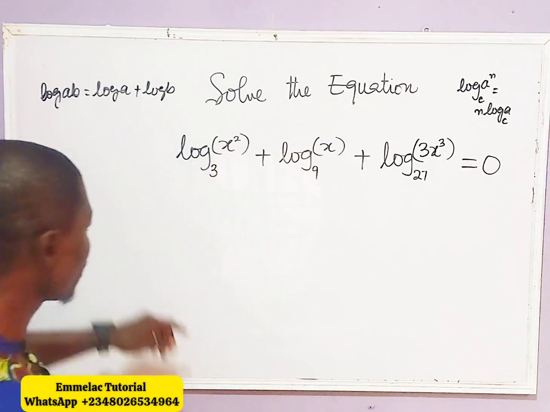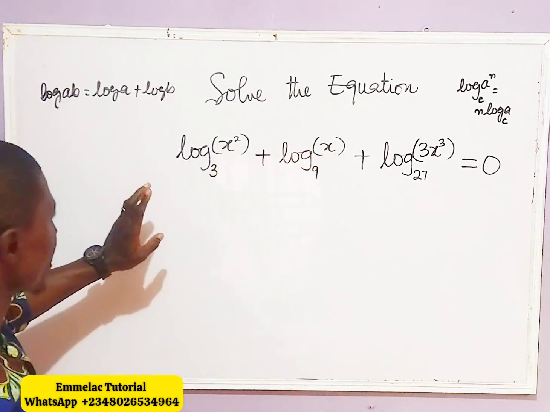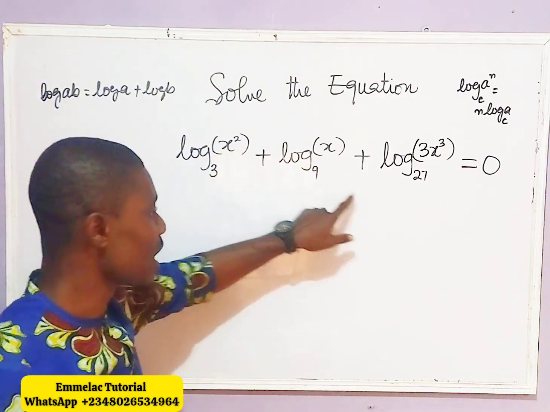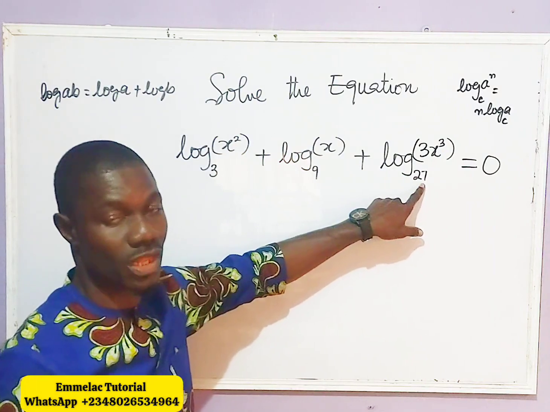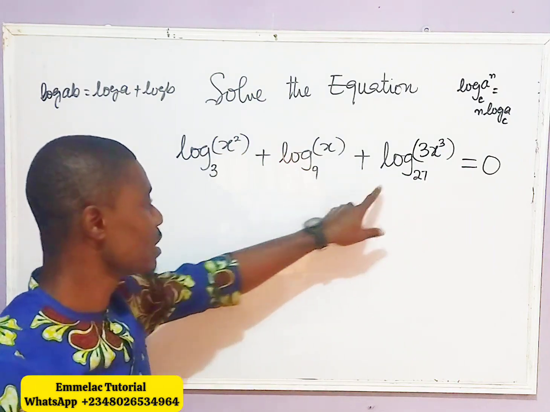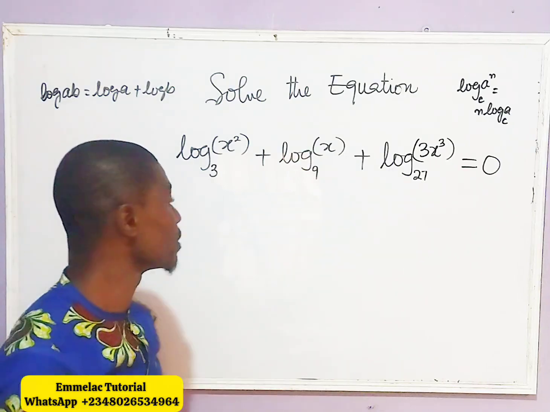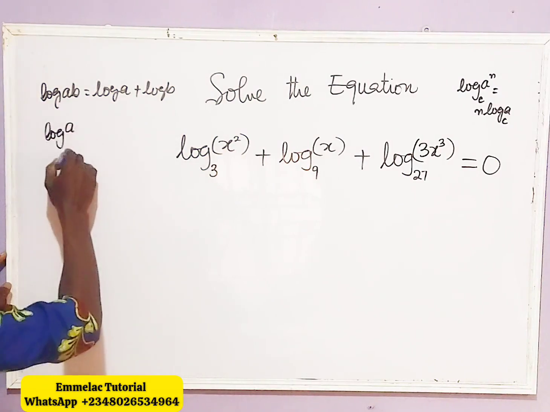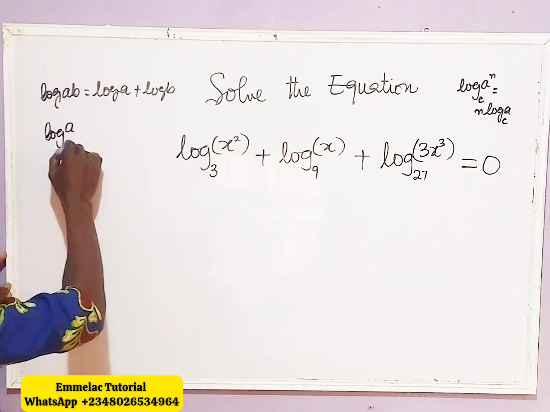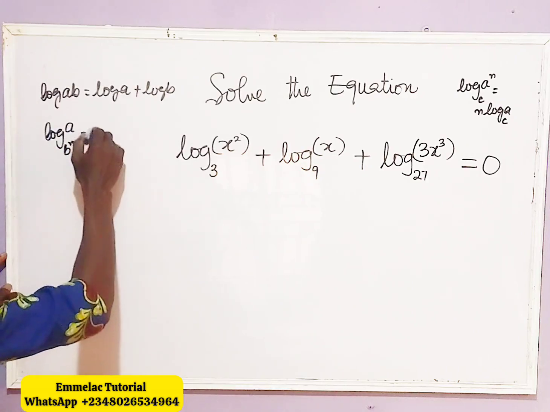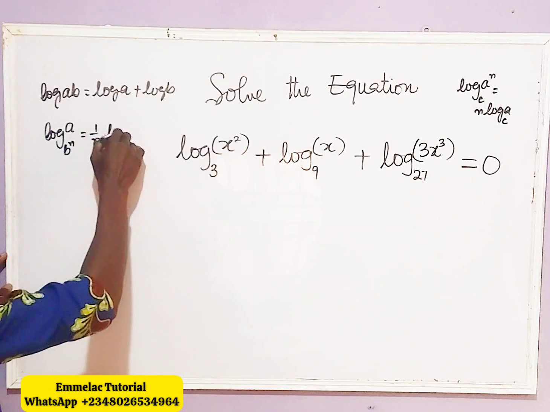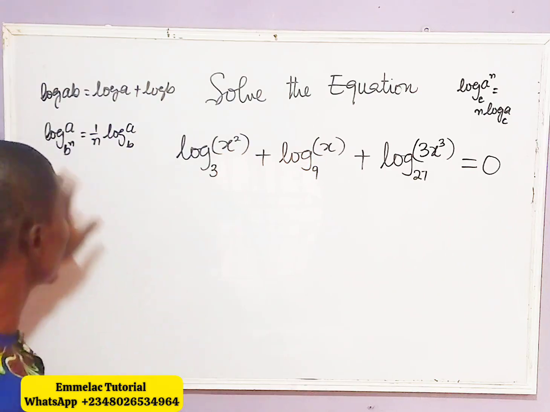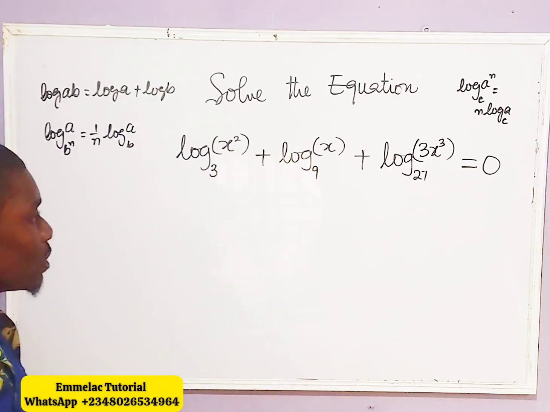Again you can see here we have a base of 3, base of 9 and base of 27. We can actually reduce the 9 and 27 to a base of what? 3. Also let us take note that if you have log a to the base of b raised to the power of n, this can be written as 1 all over n log a base b. These are the rules that we'll be making use of while solving this equation.